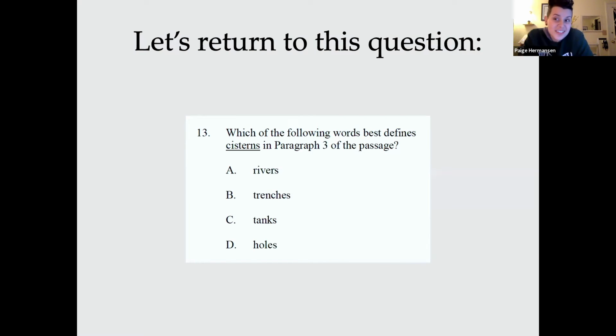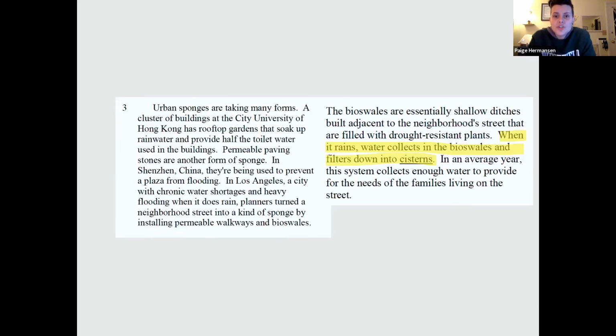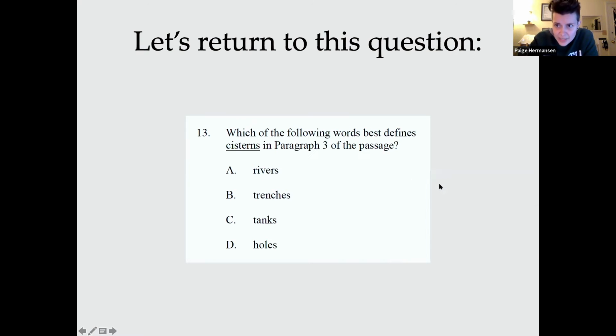But we have trenches and tanks. If I'm thinking about something, again, that is intended to, if we look back here, collect enough water to provide for the needs of families, I'm going with tanks, right? Which happens to be the right answer here.